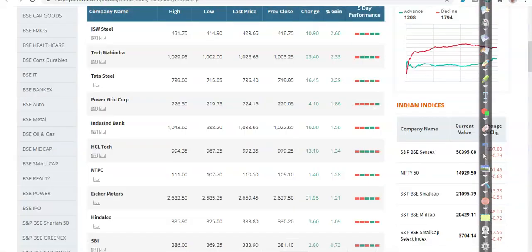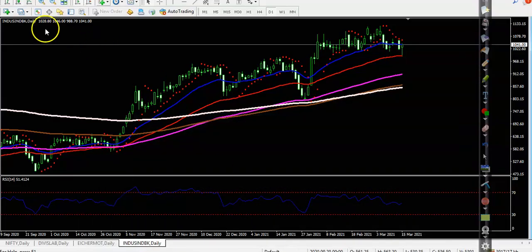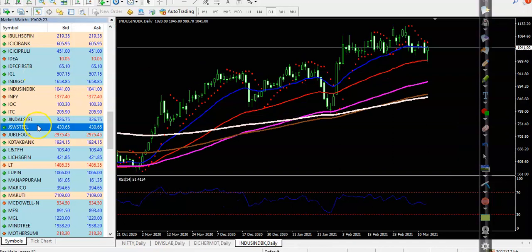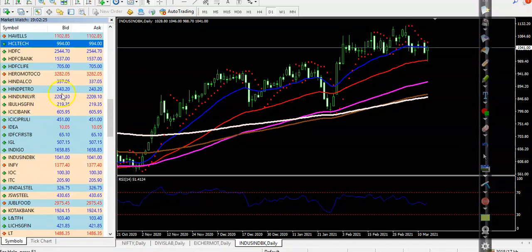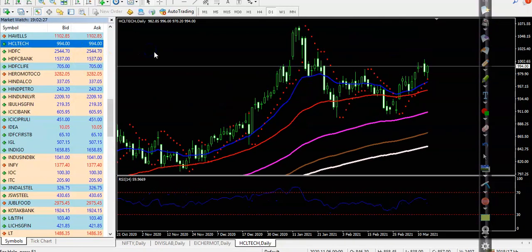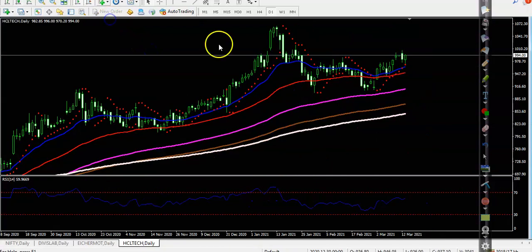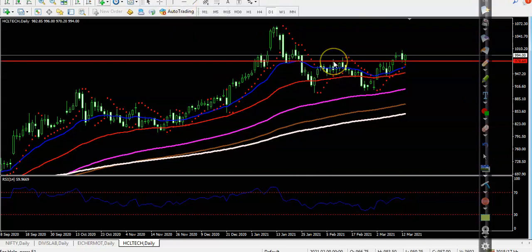Let's see another one, HCL Tech, the last one. Okay, now you can see HCL Tech. This is also a perfect entry point somewhere there. Here you can see price broke this recent resistance line, and that resistance is now becoming a support.